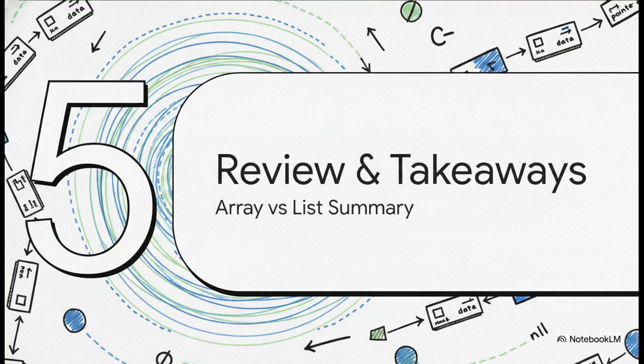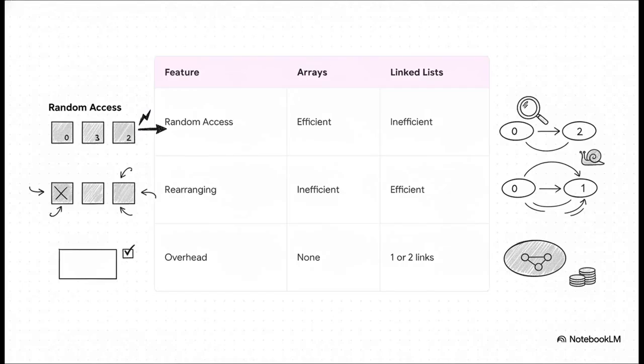Let's bring it all home in Section 5, Final Review and Takeaways. Let's lock in those trade-offs with a quick cheat sheet. If your program demands fast, random access to data, arrays are the clear winner because linked lists force you to read sequentially. But if you need to constantly rearrange elements, dynamically resize, or insert data on the fly, linked lists completely dominate. Just remember the memory overhead. Arrays have no extra per element cost, while lists cost you 1 or 2 pointers per node. It's all about choosing the right tool for the job.